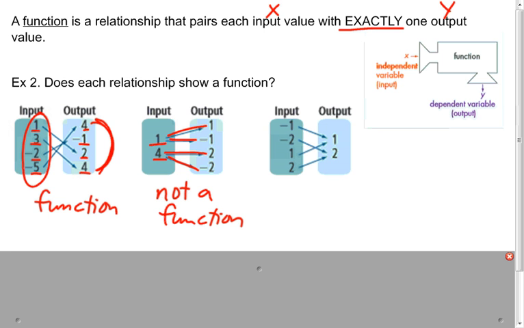Not a function. Because if I put a 1 in, I can get two different answers out. That's not okay. If I put a 4 in, I can get two different answers out. That's not okay. Okay? Not a function.